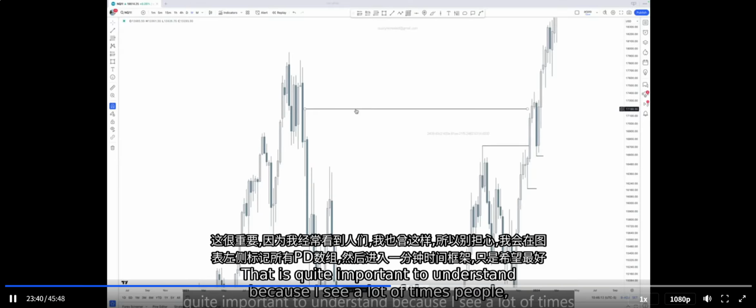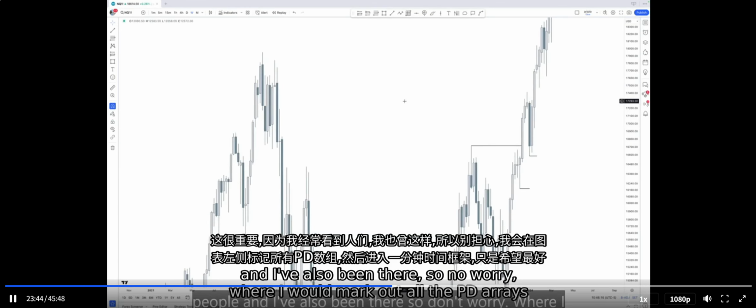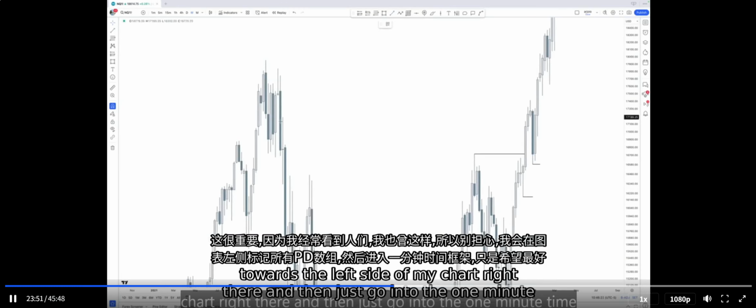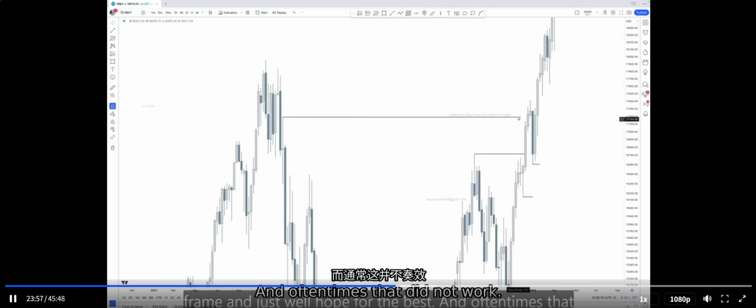That is quite important to understand, because I see a lot of times people, and I've also been there, so don't worry, where I would mark out all the PD arrays towards the left side of my chart right there, and then just go into the 1 minute time frame and just, well, hope for the best. And oftentimes that did not work.